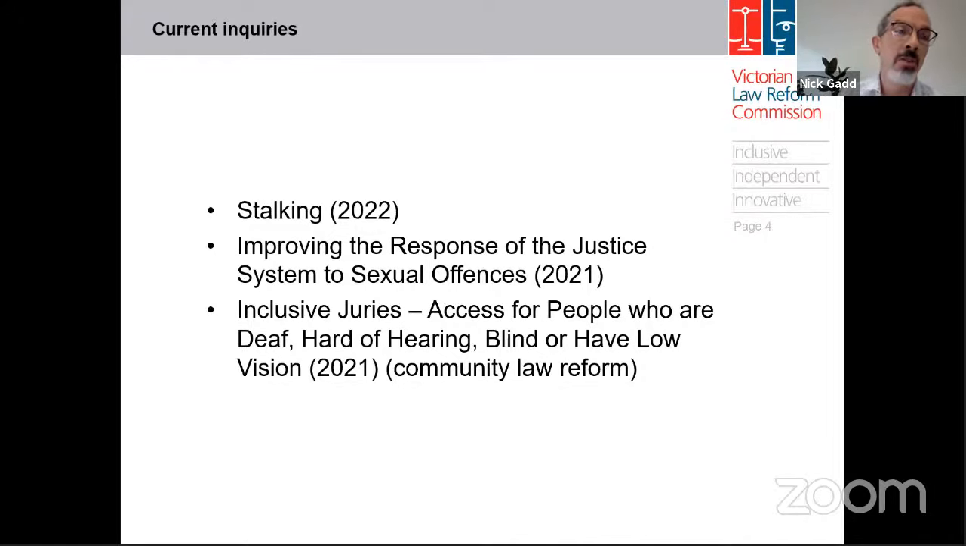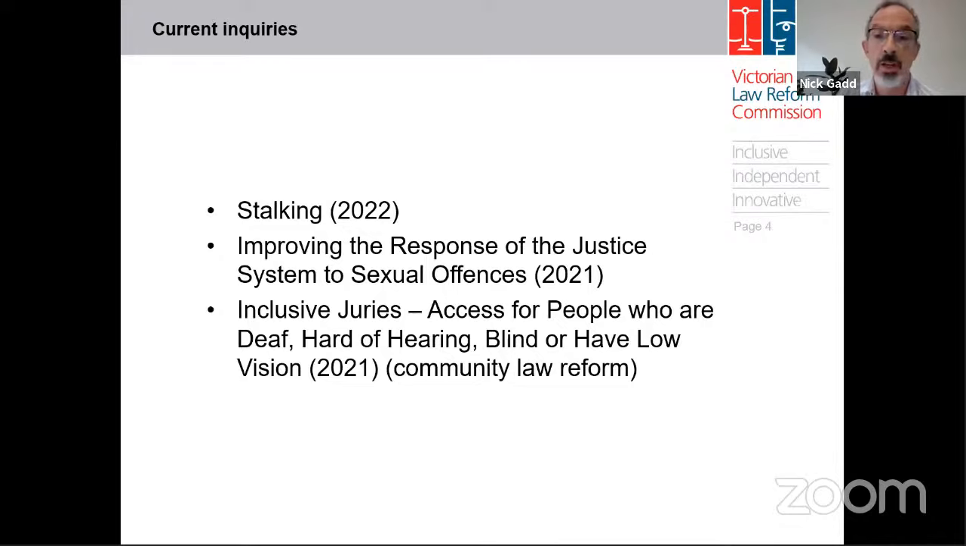And it is a big problem. Something like 14,000 cases of stalking and stalking related behavior were reported last year in Victoria. 14,000, that's a lot. So we're looking at that. We're also about to deliver to the Attorney General our report on improving the response of the justice system to sexual offences, which is going to be a really major report that is going to lead to some, we hope, very significant change about how the system deals with sex offences in Victoria.